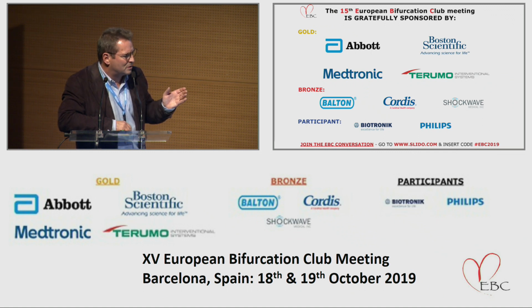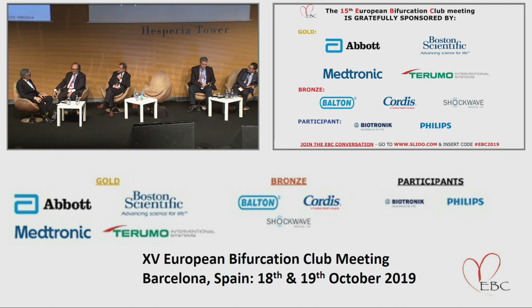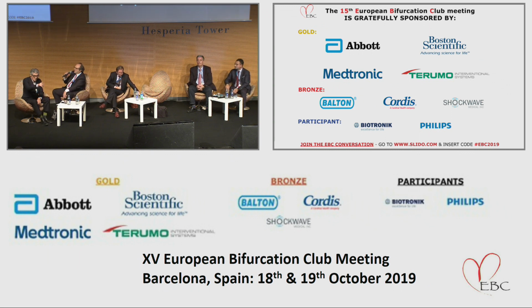But I still, would it just be better to use a Synergy for the cross in the DK crush? It was interesting how this stent is performing in this situation. I was really surprised. Easy going.